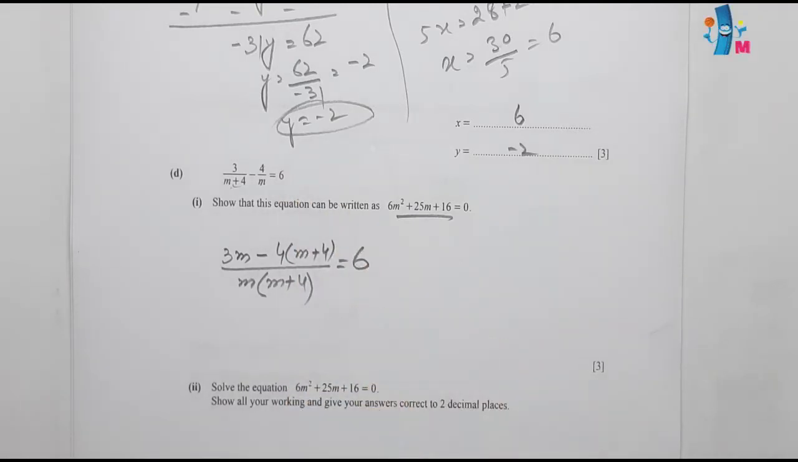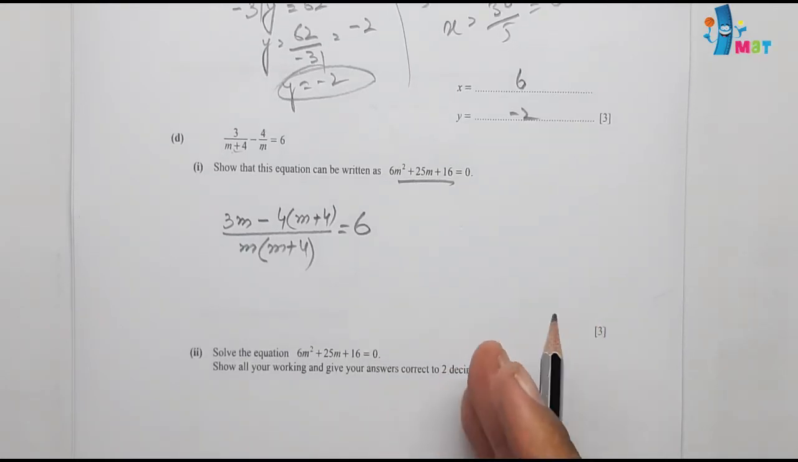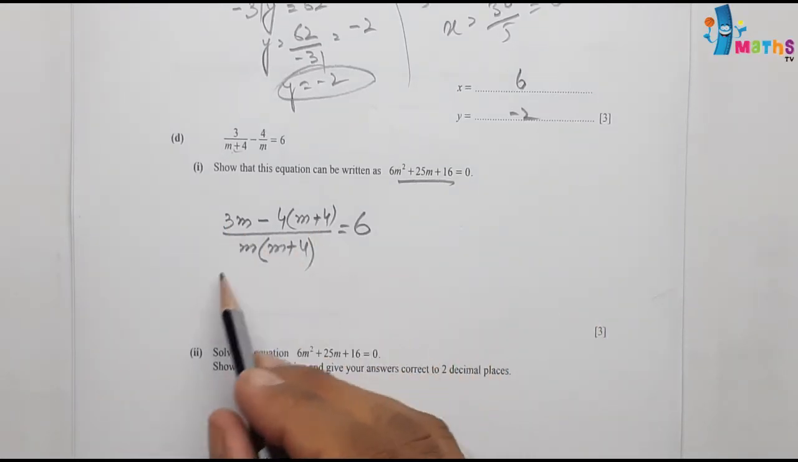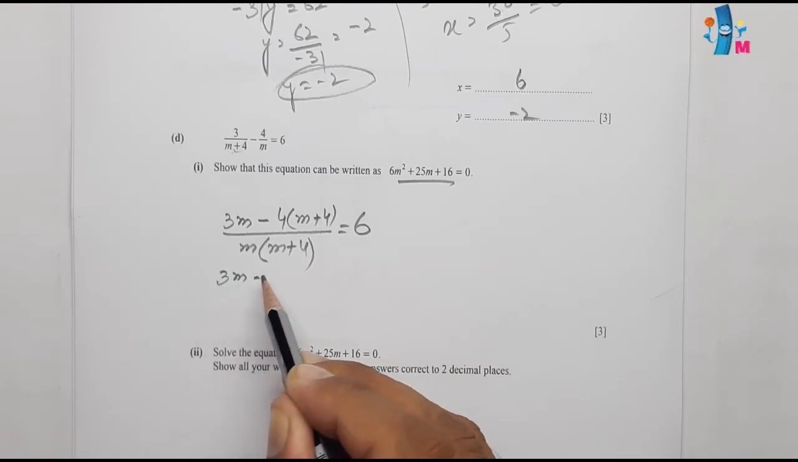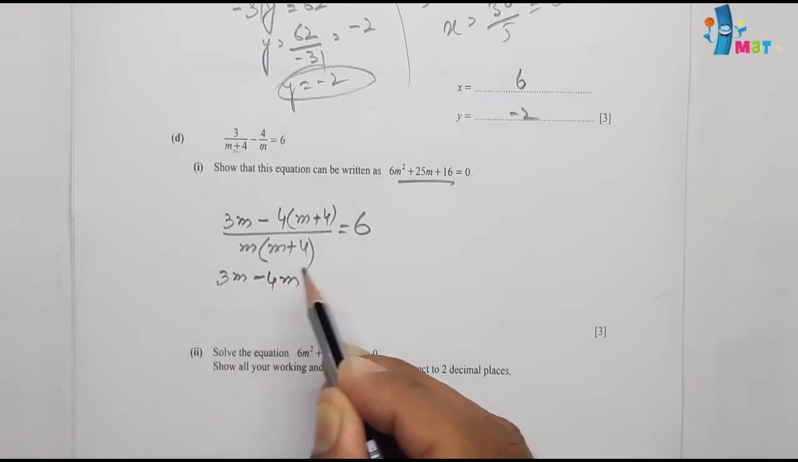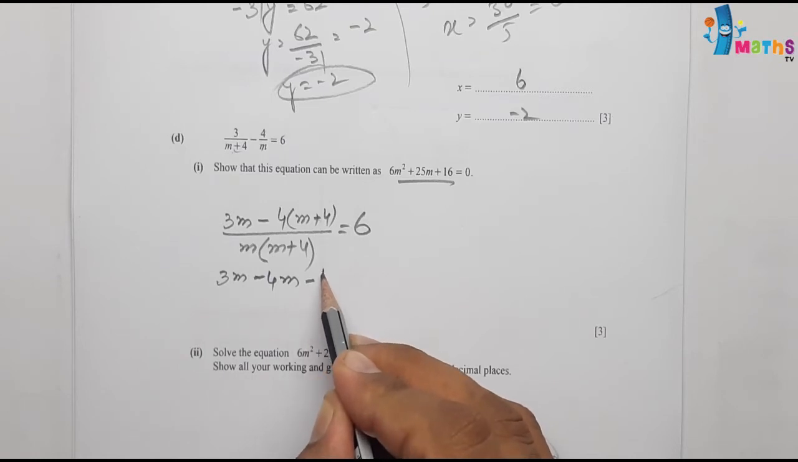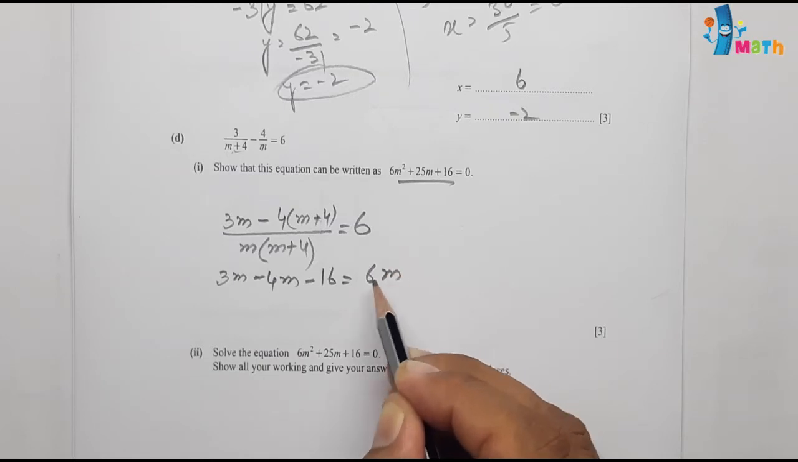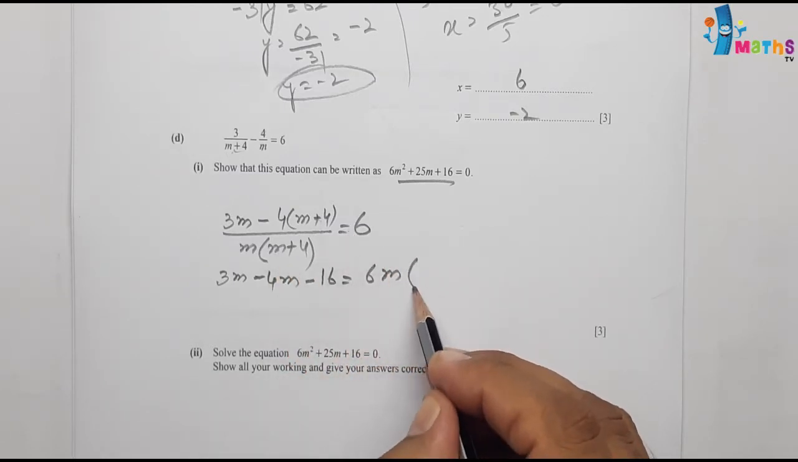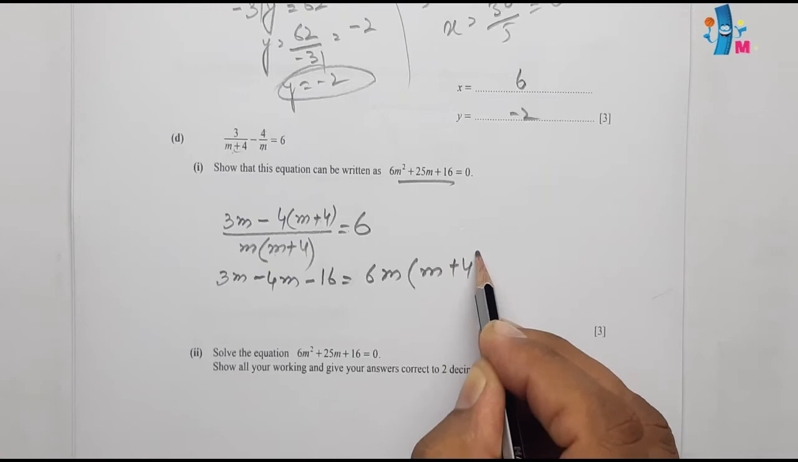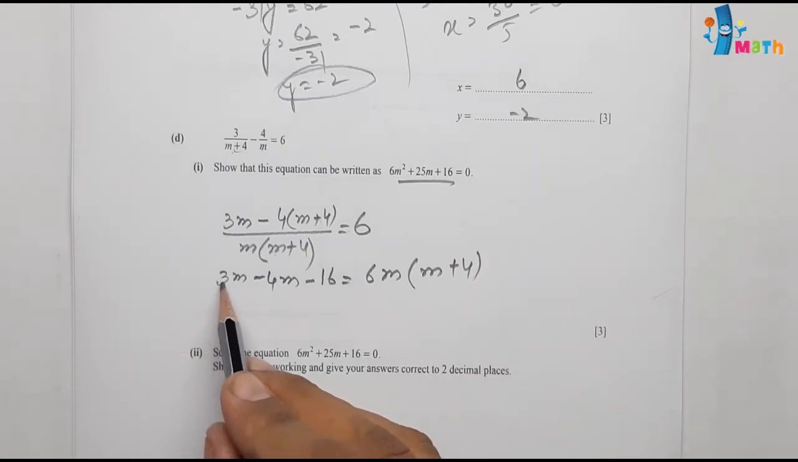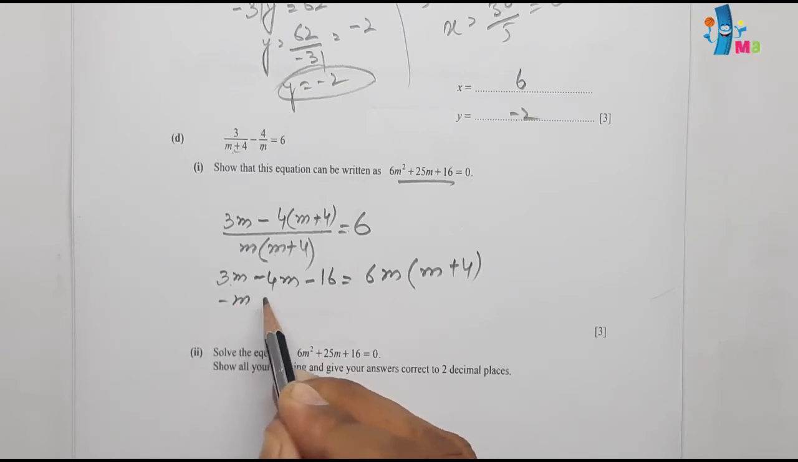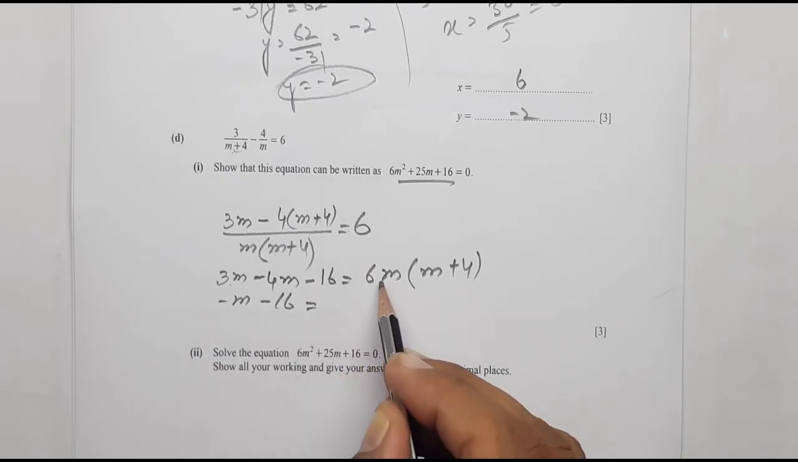So I will write here 6. Next step, I will just cross multiply. So I'm writing this one, 3m minus 4m minus 16 is equal to 6m. This multiplied by this, 6m into m plus 4. Now we can open this one. This will be 3m minus 4m will be minus m, and minus 16 on this side.